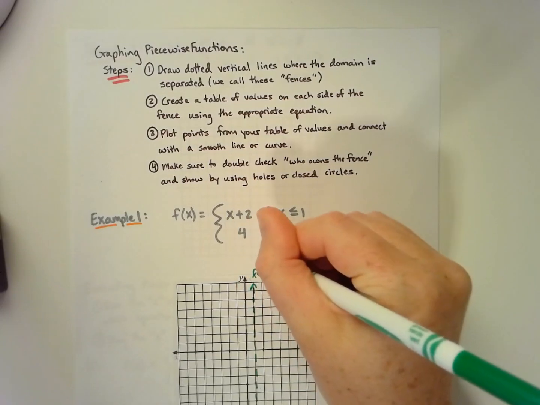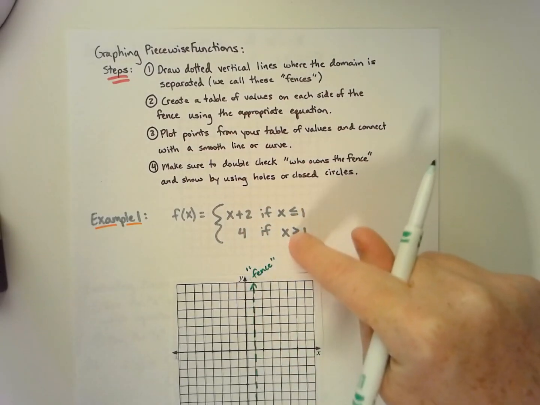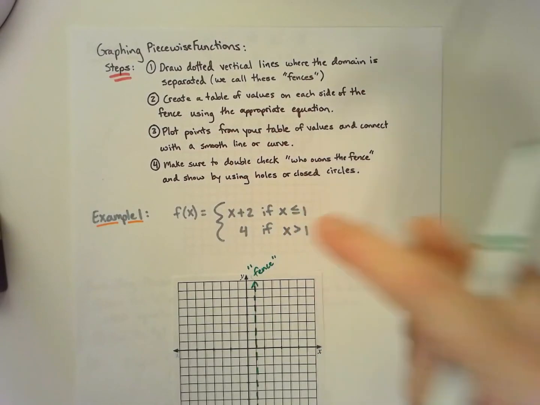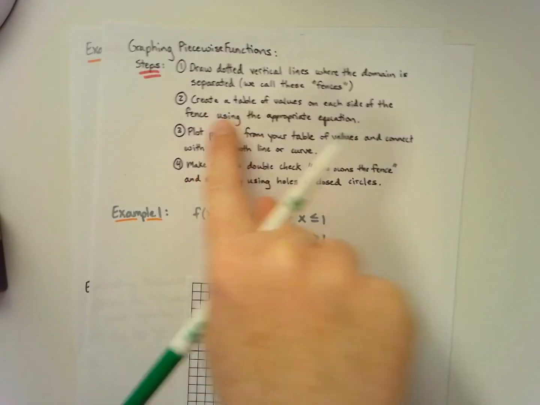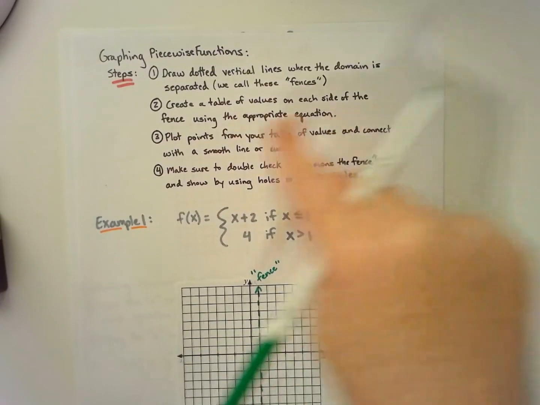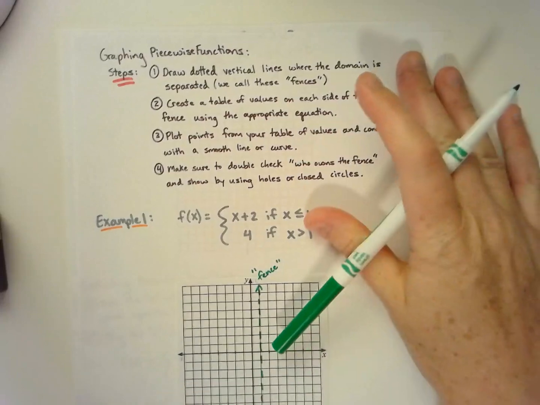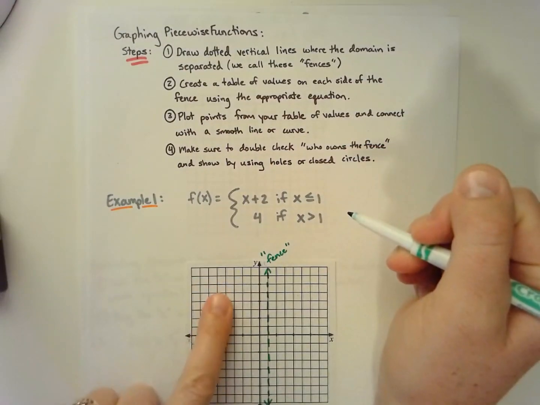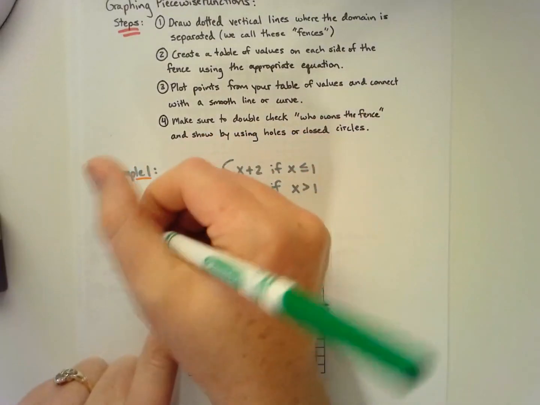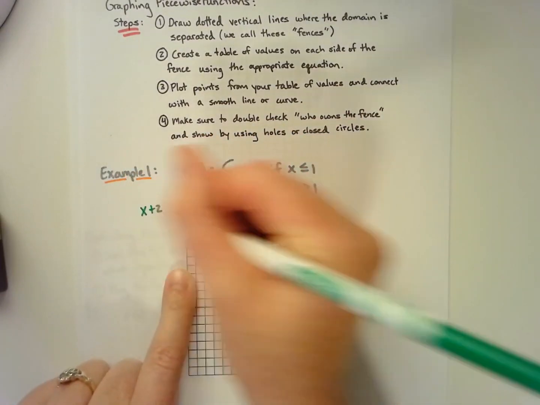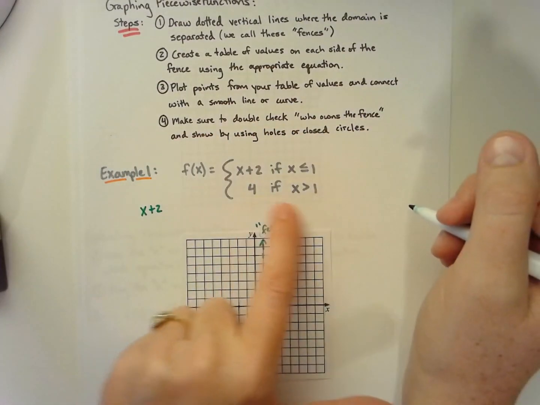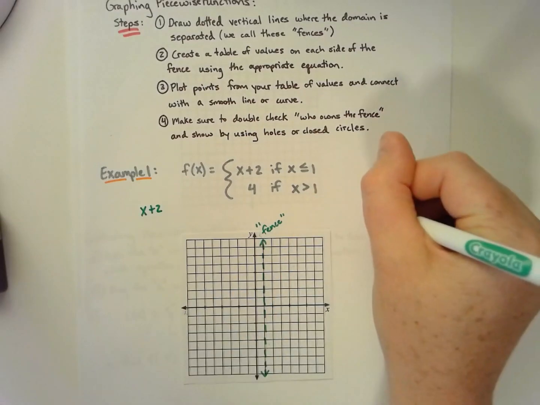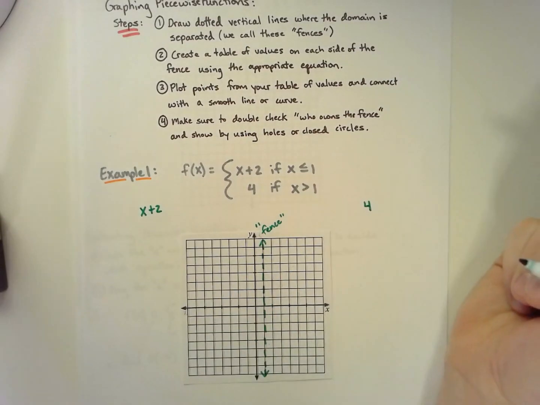That is our fence, we call it, because we can tell that's where it's going to not go the same way. Create a table of values on each side of the fence using the appropriate equation. So where x is less than or equal to 1 is over on this side of the fence, so I'm going to put x plus 2 over here. And then 4 is where x is greater than 1, so I'm just going to stick that on that side for now. So they're on the appropriate side of the fence.